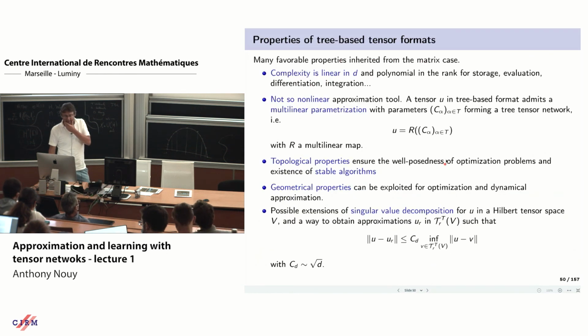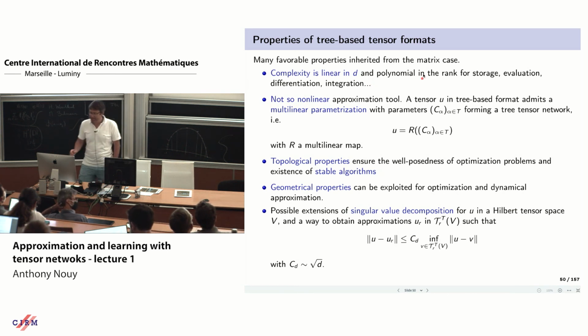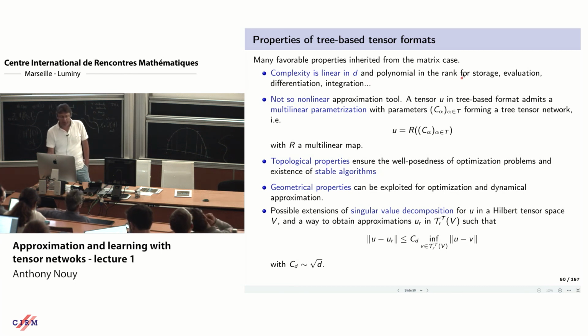So what are the properties of this set? The complexity of the representation is linear in D, polynomial in the rank, whatever the formats I have given. Another interesting property from a computational point of view is that this was for the storage, but it is true also for evaluation of the function. An evaluation of such a tensor for one value of the variables will be of linear complexity in D.